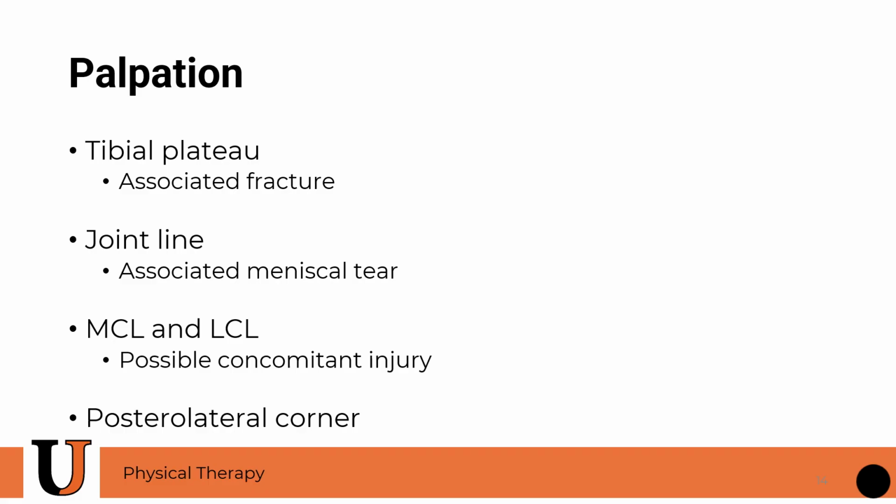Other than that, we would also want to palpate the tibial plateau. If it's a dashboard injury or a significant mechanism of injury where you're falling onto that superior tibia, there may be risk for a tibial plateau fracture, and we want to be able to assess for that. Joint line tenderness may be associated with a meniscus tear, so we want to be thorough in our palpation of the joint line as well. If we palpate both medially and laterally, we may be able to pick up on some possible concomitant injuries to the MCL or LCL. And then lastly, the posterolateral corner, with the rotary forces that may be involved with this type of injury as well.